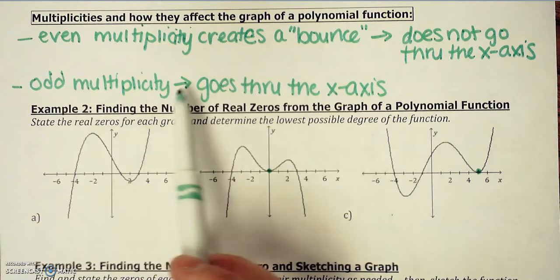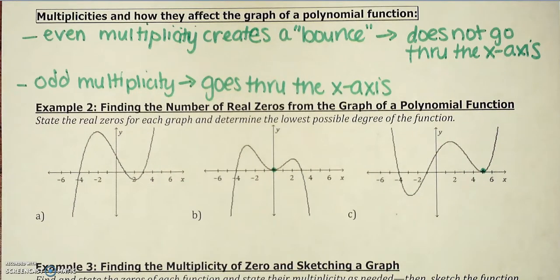An odd multiplicity. So all of the ones on the front were an odd multiplicity because we just had 1 as an exponent outside of any of those parentheses.